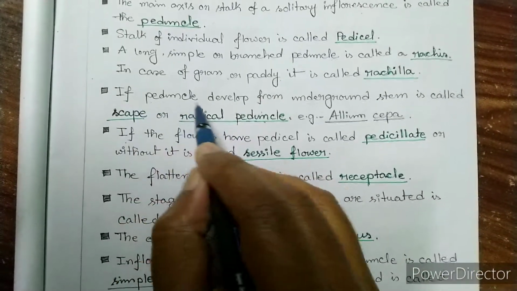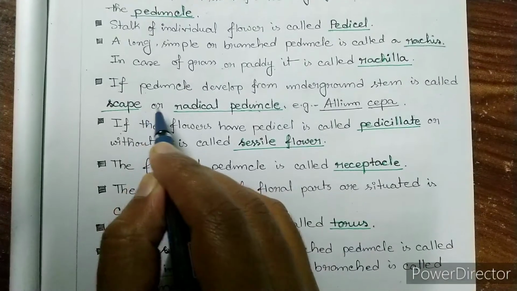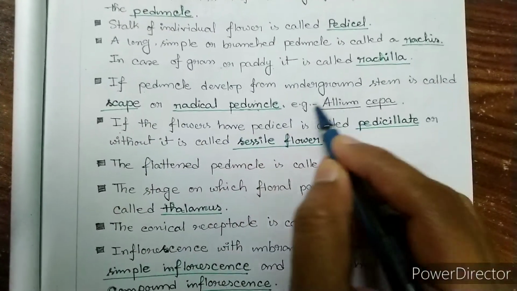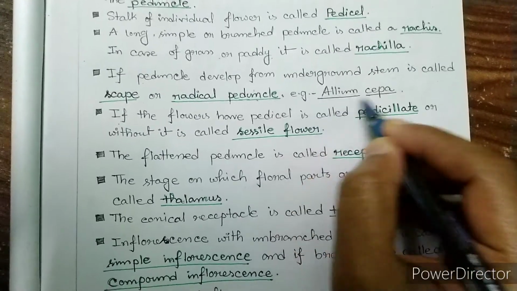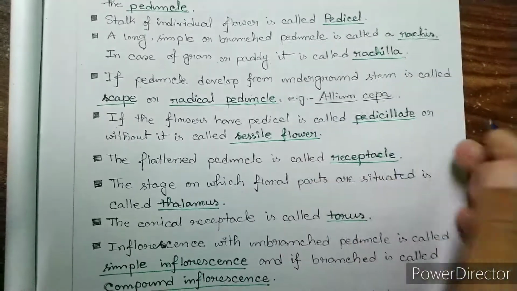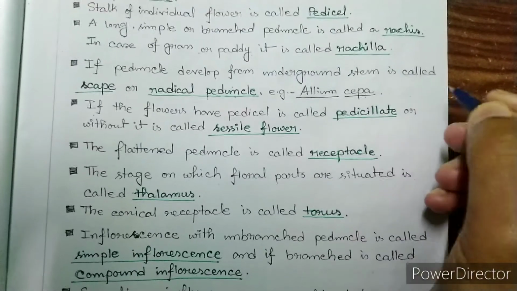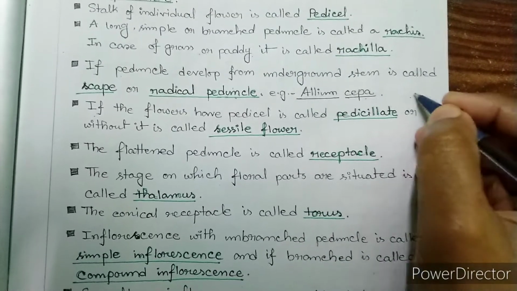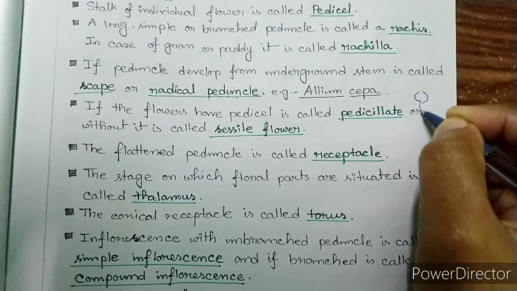Next, the peduncle developed from an underground stem is called scape or radical peduncle. An example of the radical peduncle or scape is Allium cepa. You know, Allium cepa always arises from the underground stem. Okay, underground stem. So you know, Allium always looks like this.